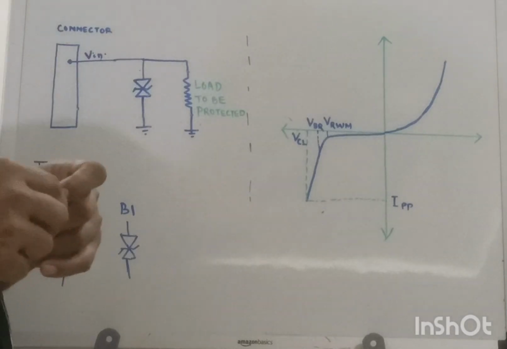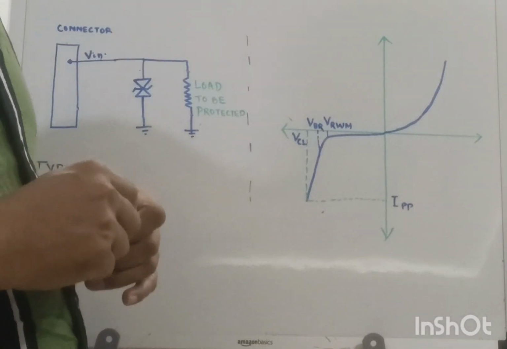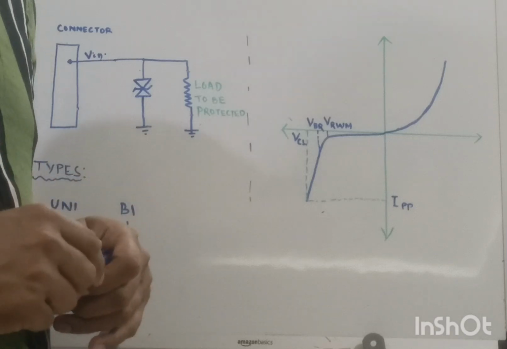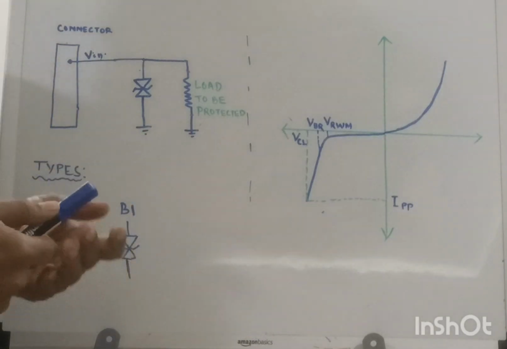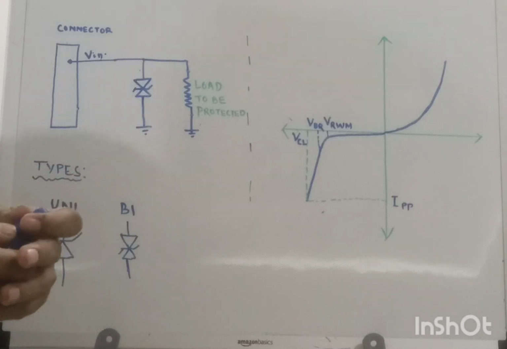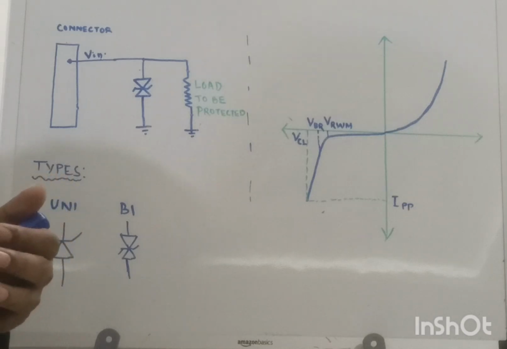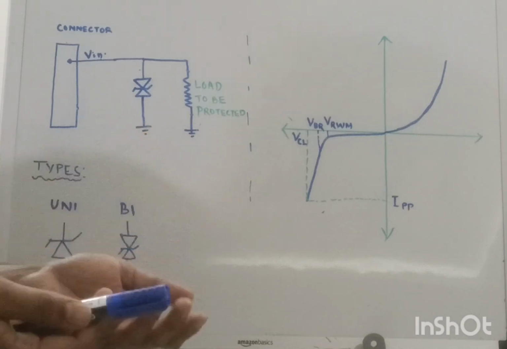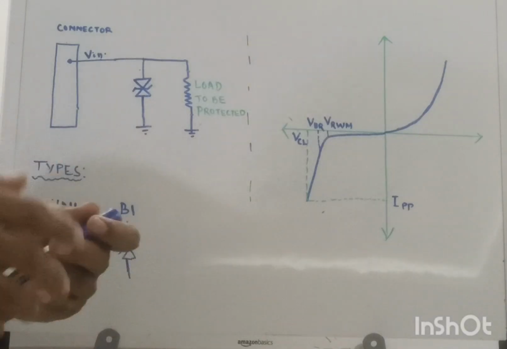Hello friends. So today we will be learning about TVS diodes, what its functionalities are, where it is used, and what are the different applications. I will start with what is a TVS diode. TVS diodes are basically transient voltage suppressor diodes that are used for protecting your sensitive electronic equipment from high voltage surges, or you can say transient events.